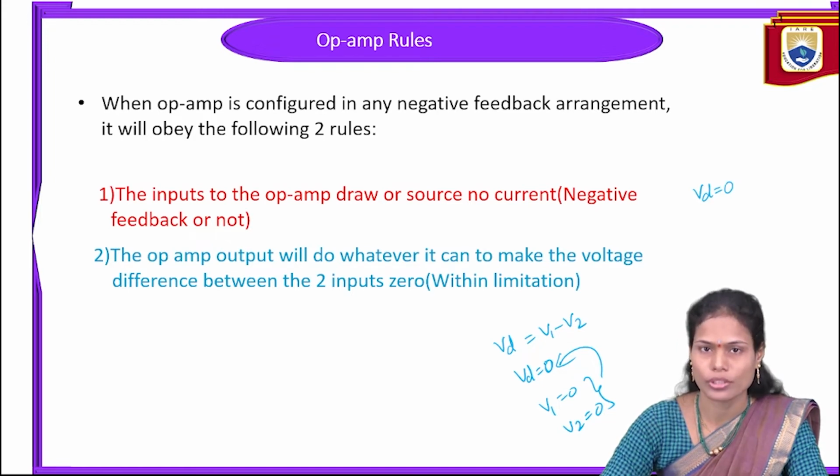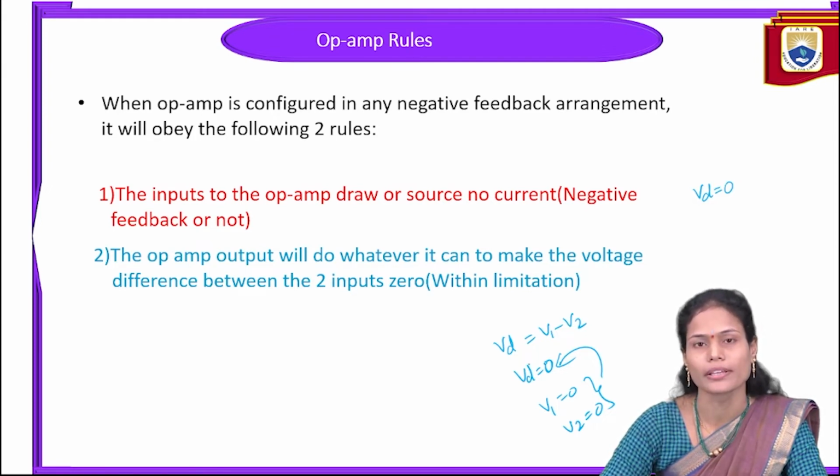So that's why, before designing or operating the circuit, we have to check whether it is zero or not. If it is not zero, we have to make it zero by applying an external voltage or by varying some parameters in the circuit.